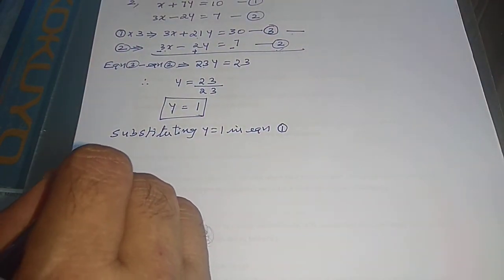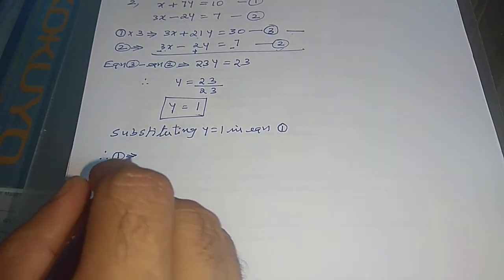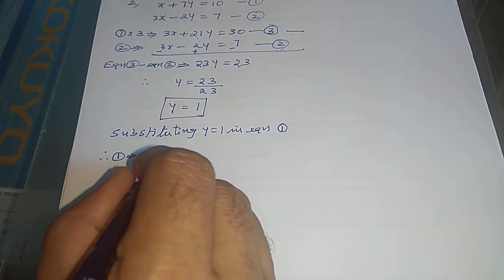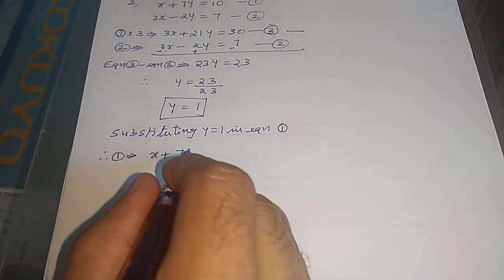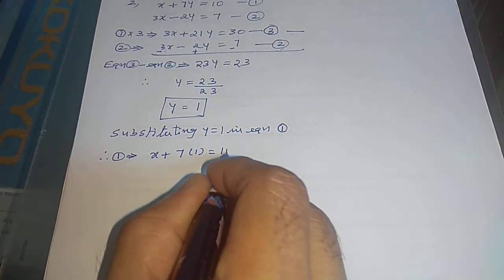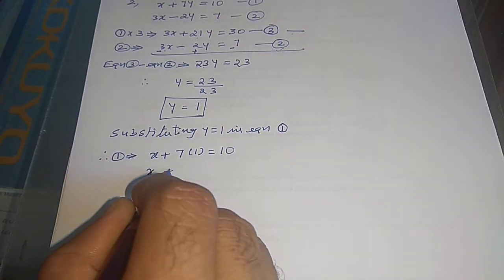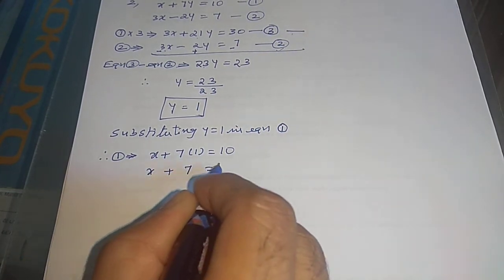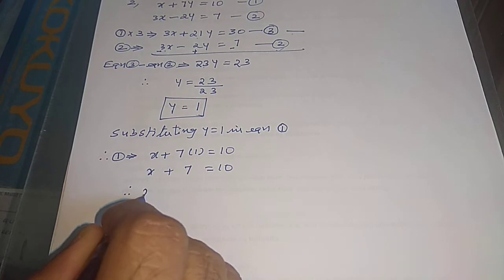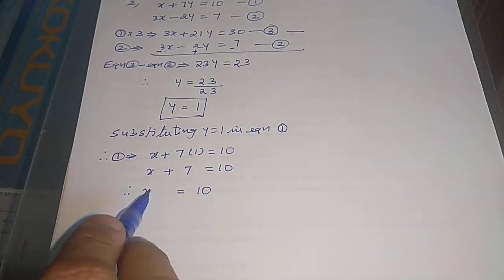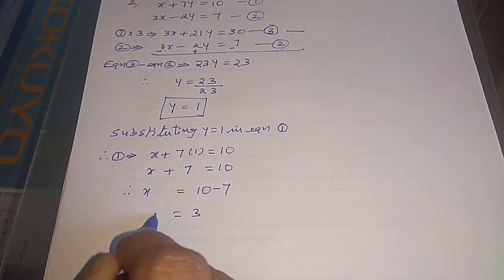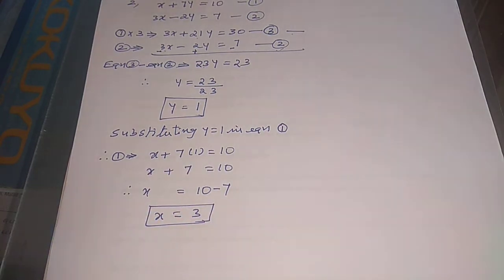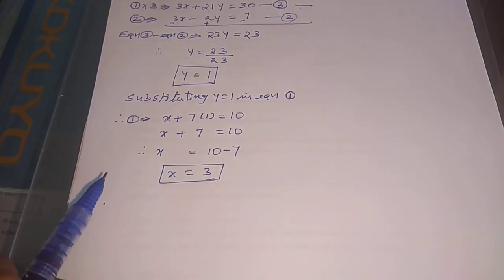Therefore, equation 1 now becomes what? x plus 7 times y, where y is equal to 1, equal to 10. So x plus 7 into 1, 7, equal to 10. Therefore x is equal to 10, plus 7 goes there as minus 7. 10 minus 7 is 3. x is equal to 3. We got the other variable x also.